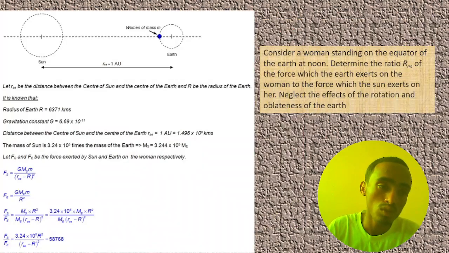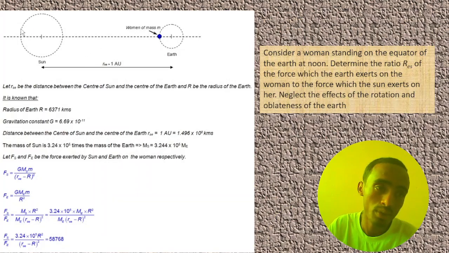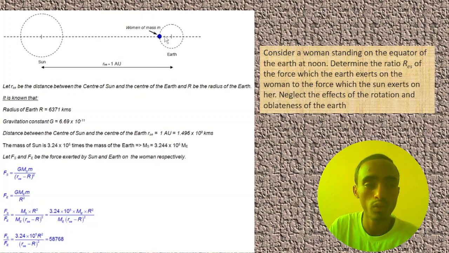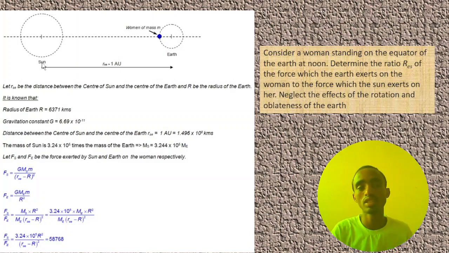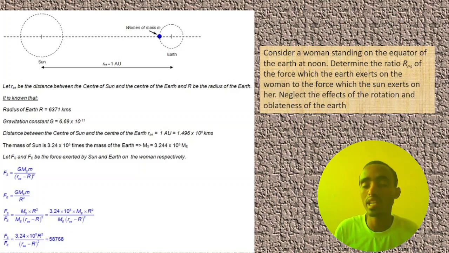So in order to solve this problem, first we must draw the free body diagram. As you can see here we have the sun, and here we have the earth, and here we have the woman on the surface of the earth. The distance from the center of the sun to the center of the earth is 1 astronomical unit, which is equal to 1.496 times 10 to the power of 8 kilometers, which is a very large distance.